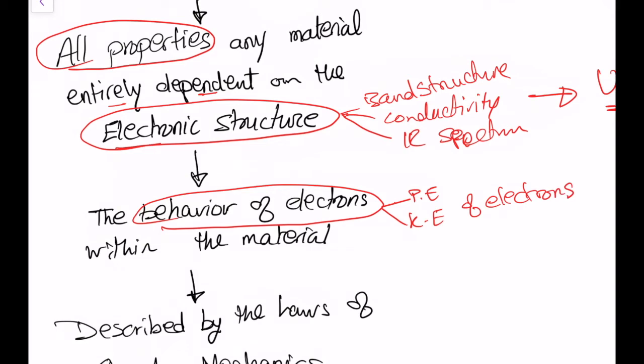Okay, so in order to describe electrons, we can use quantum mechanics. Why specifically quantum mechanics?